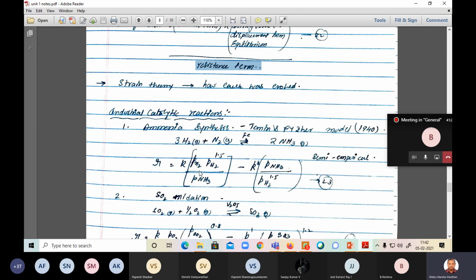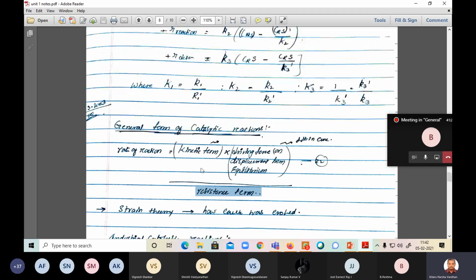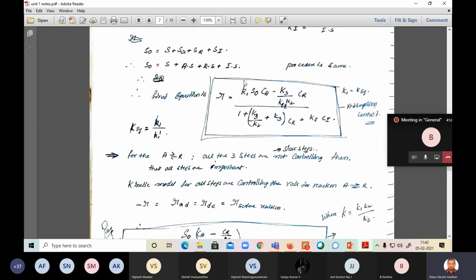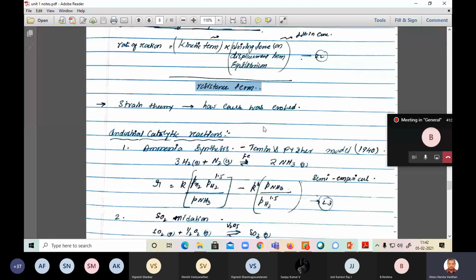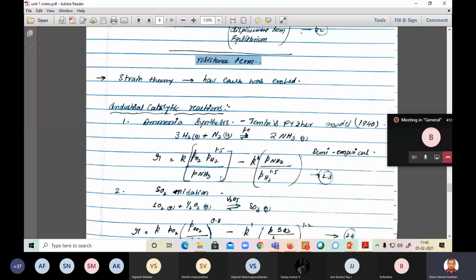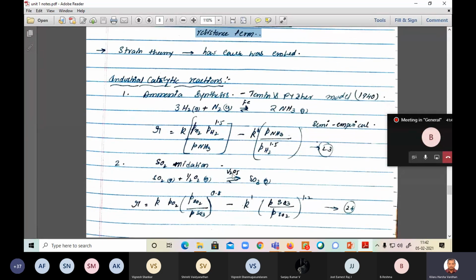How you get this rate? That is what till now we discussed. You have to write like this and then find out what is rate controlling. Based on that, you have to write the rate. You understood now how we get the rate for non-elementary reactions, especially if there is a catalyst and some different phases are there.